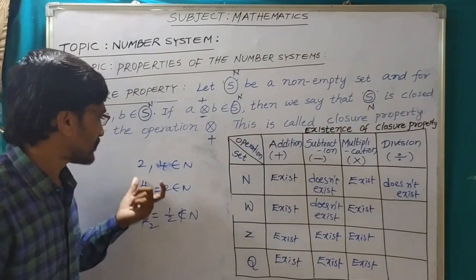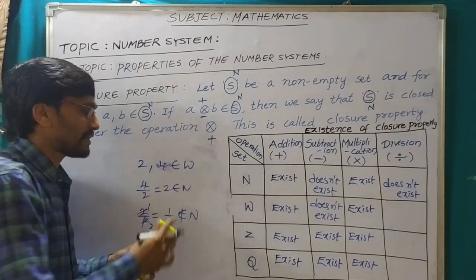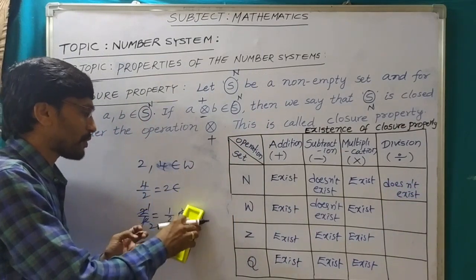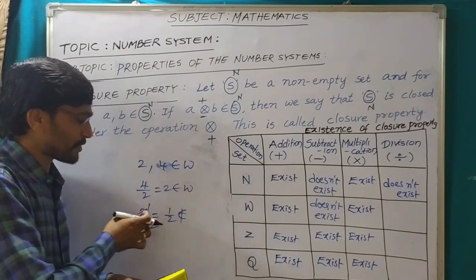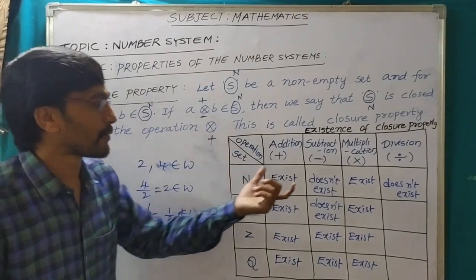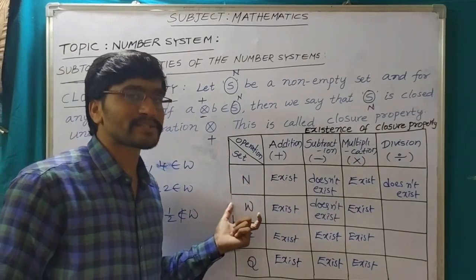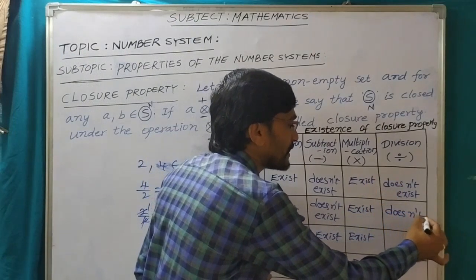For whole numbers, take the same example, because 2 and 4 are also whole numbers, right? 4 by 2 gives 2. It is also a whole number. But 2 by 4 gives 1 by 2. Is it a whole number? No, it is not a whole number. So closure property does not exist for whole numbers under division.